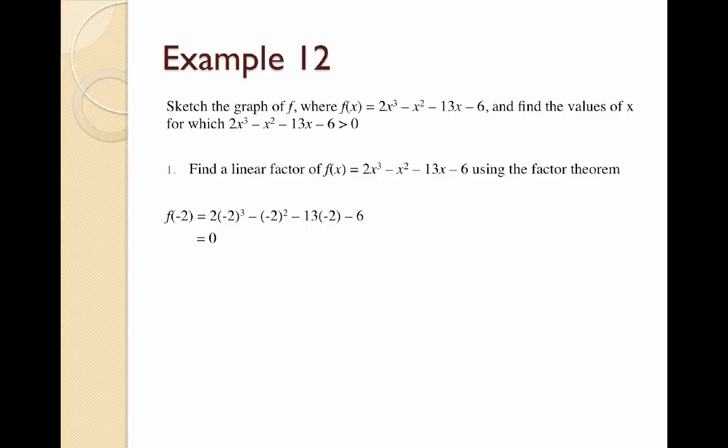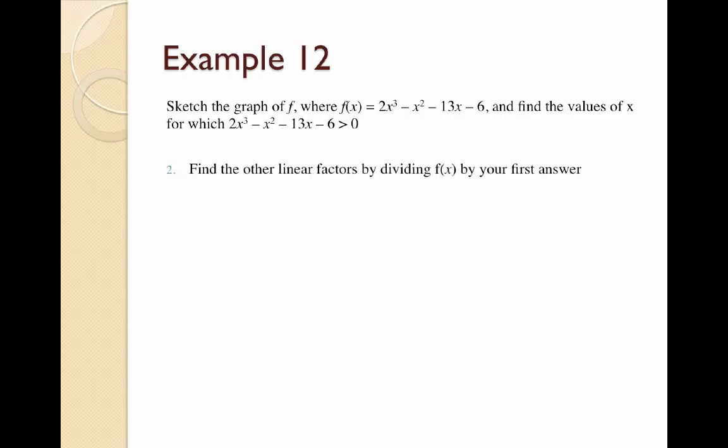There's no remainder, meaning that it's a factor. This means that x plus 2 is a factor. My second step is to find the other linear factors now by dividing f of x by my first answer. That is, I'm going to divide f of x by x plus 2.